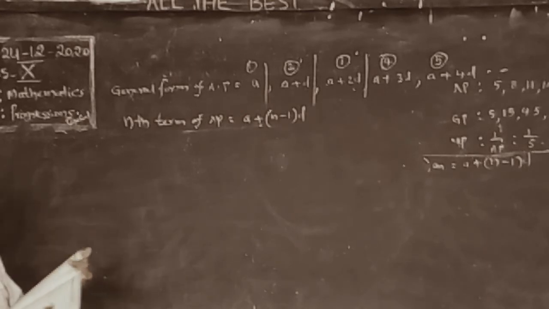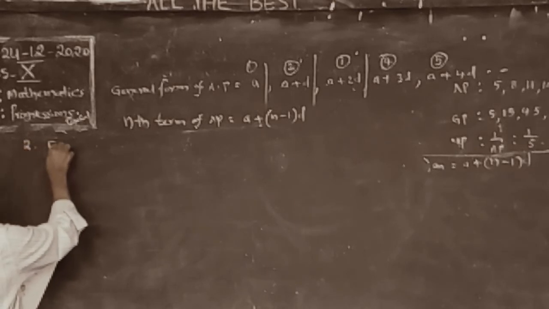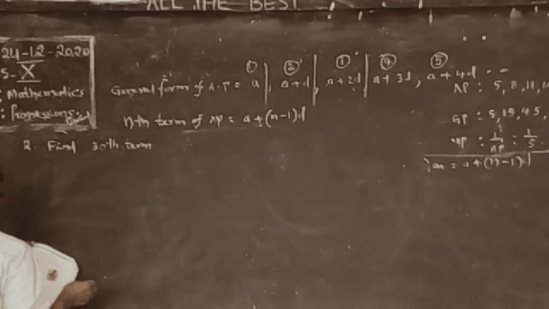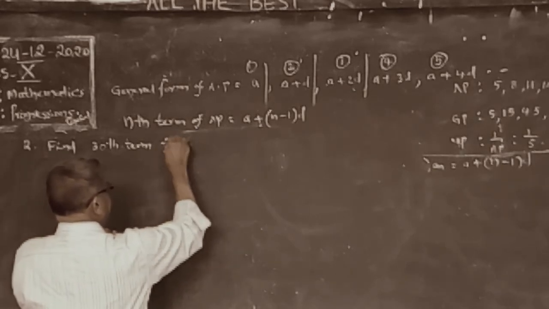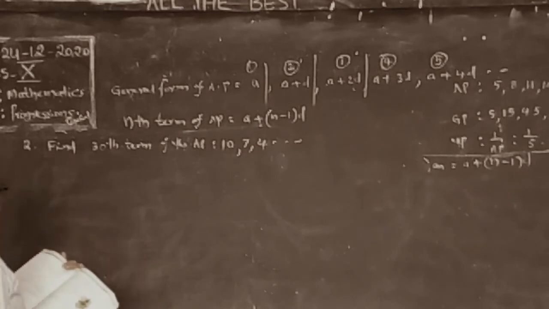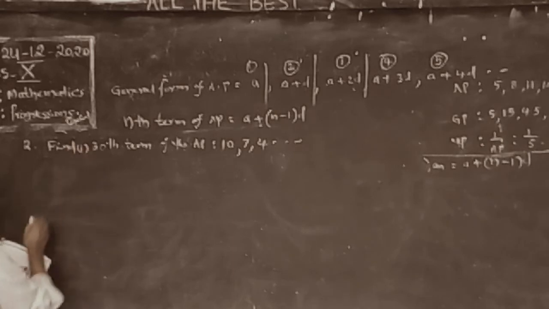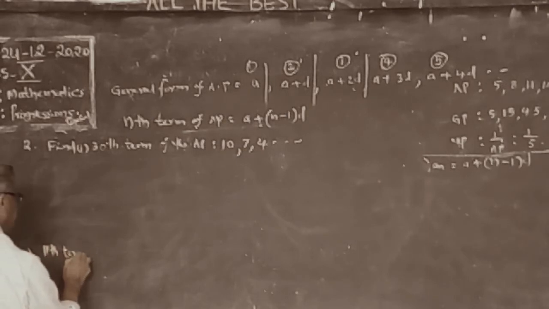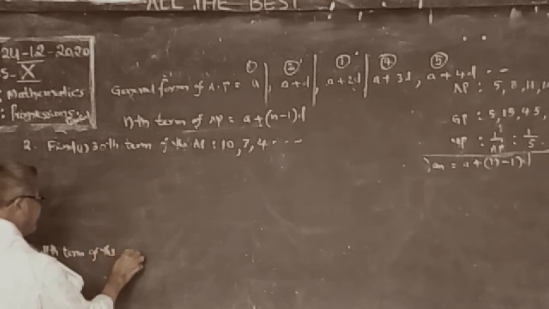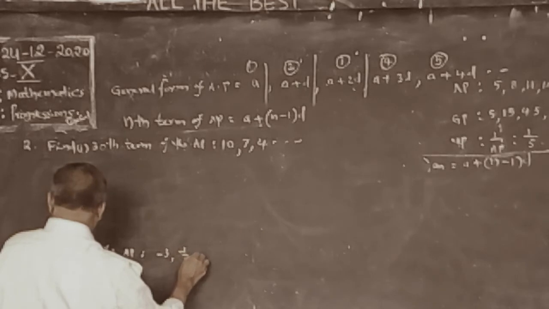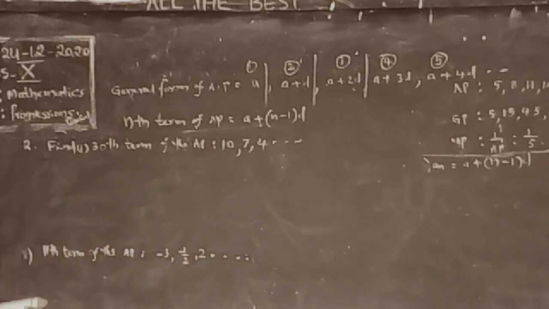Second question. Find the 30th term of the AP 10, 7, 4, and so on. Second, find the 11th term of the AP -3, -1/2, 2, and so on. He is asking the 30th term of the series.